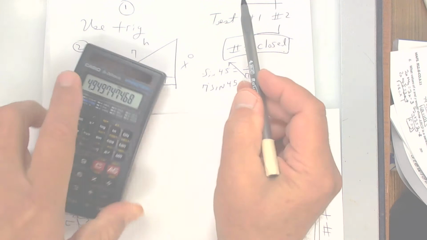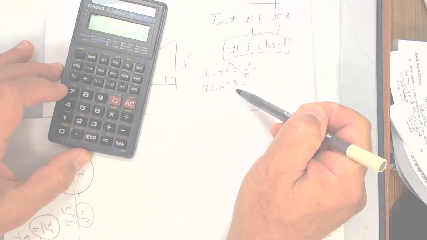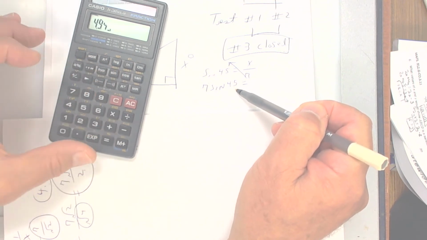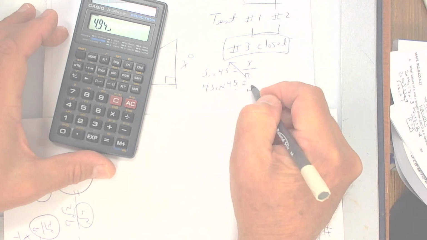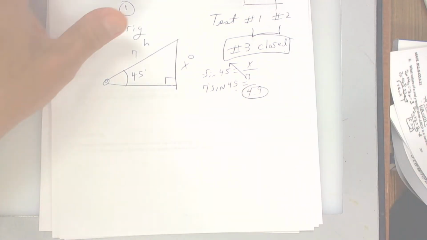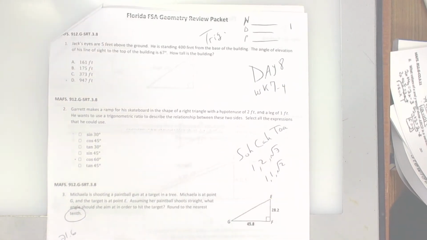Let's see if we get the same answer, which was 4.9. So clear it out. Press 45, press sine, and then times 7, and you should get 4.9, and we do. Okay, so we worked it two ways. We worked it with special triangles and using trigonometry. All right, right now on your worksheet, I want you to try number 1, draw a diagram.